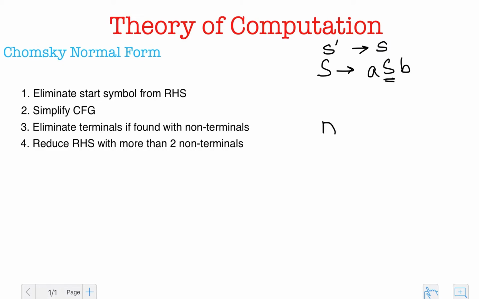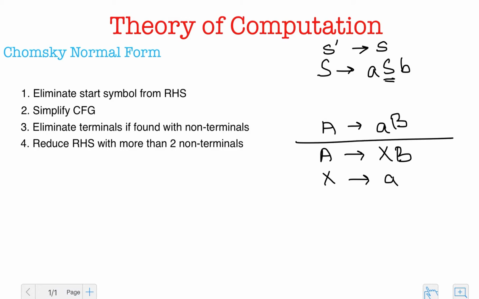What I mean by that is, if I have, let's say, A goes to aB, then I have a terminal which can be found with a non-terminal. So what I should do here is I should have, let's say, A goes to XB, and then write X goes to a. So this is how I've simplified the above thing. I've simplified it to the bottom two. That actually makes it correspond to the rules of our CNF. So that's step 3. I'll have to do that for all of the terminals which are found with non-terminals.